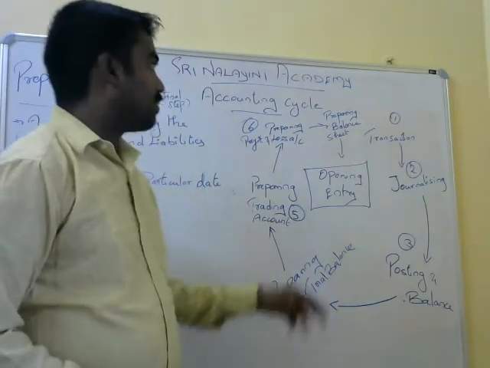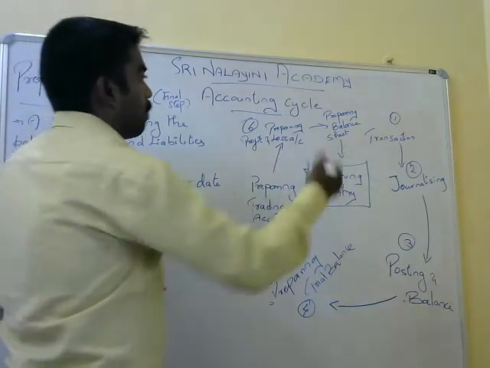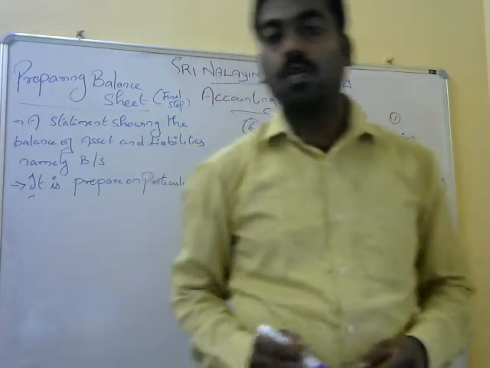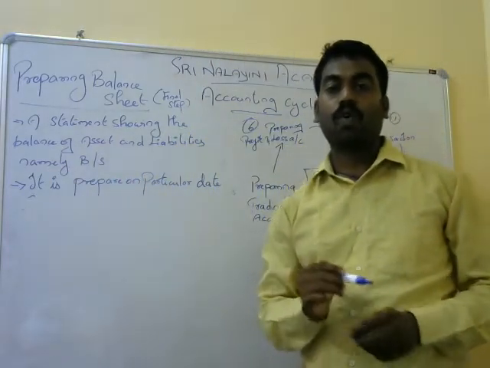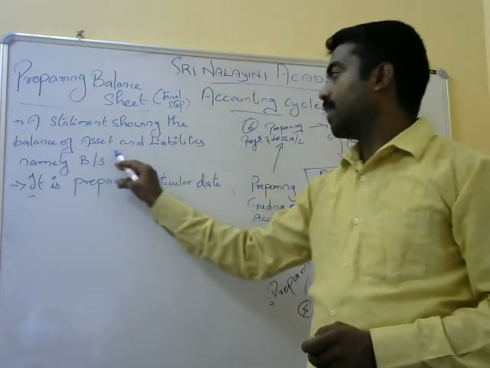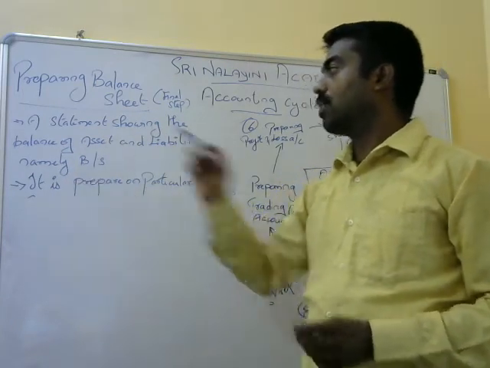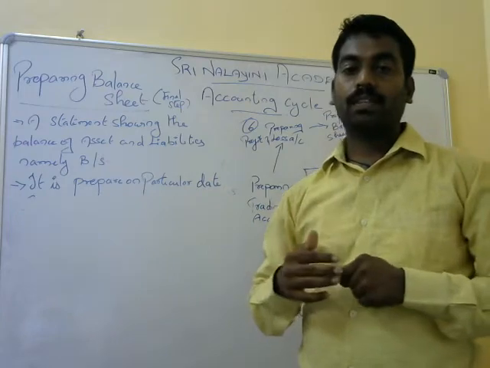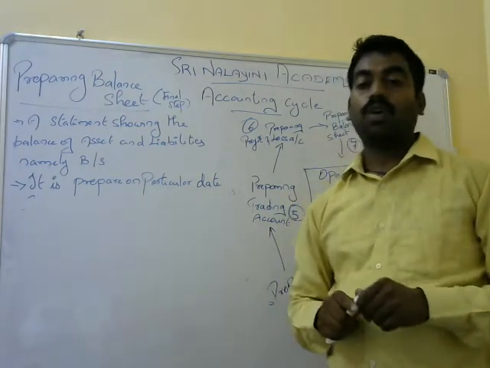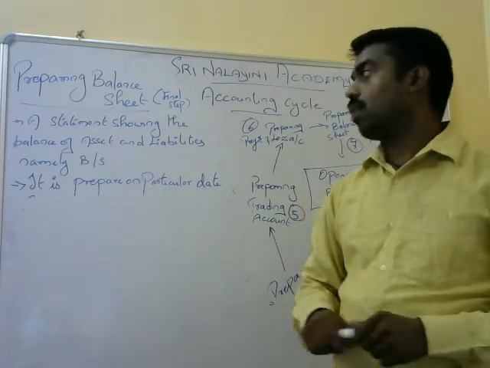Finally, we came to the last step. It's the seventh step, preparing a balance sheet. What is a balance sheet? It's a statement, not an account. Balance sheet is always a statement, not an account. A statement showing the balance of assets and liabilities is said to be a balance sheet. In the balance sheet we show liabilities and assets. As on 31st March, what will be recorded as on that date? We record the balance sheet.